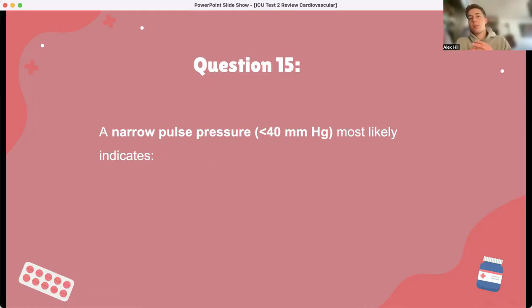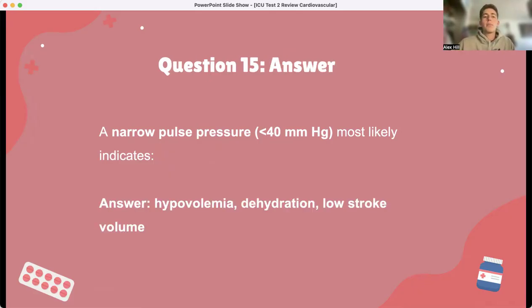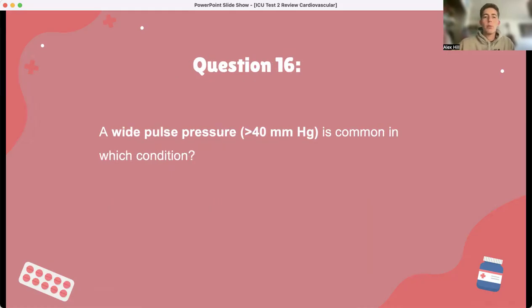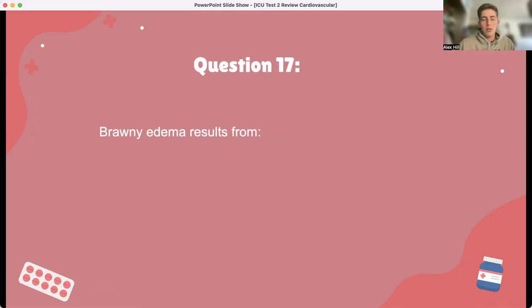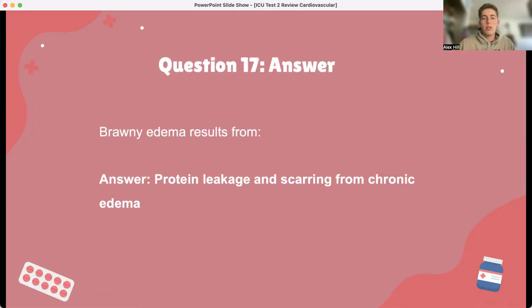So narrowed pulse pressure means that your diastolic, or your vasoconstriction, is doing just fine, but you're having less output, which mainly controls your systolic. So that'd be hypovolemia, dehydration, those kinds of things. Wide pulse pressure might be the opposite. So vasodilation is what's going to cause this. Bronchial edema results from long-term edema, which causes that scar tissue.